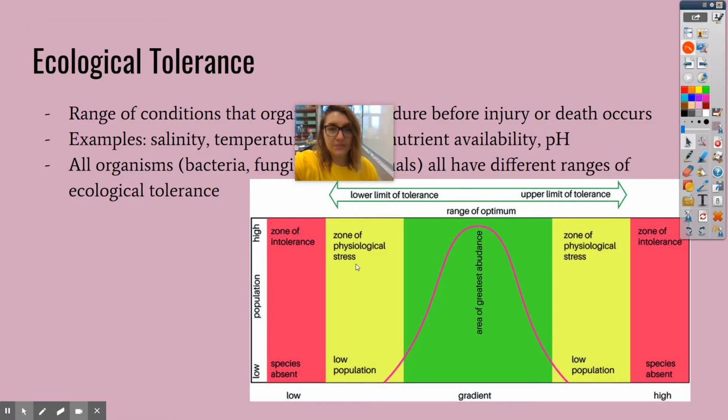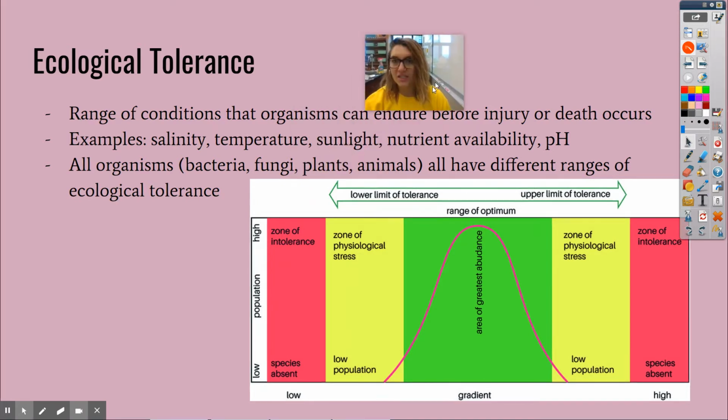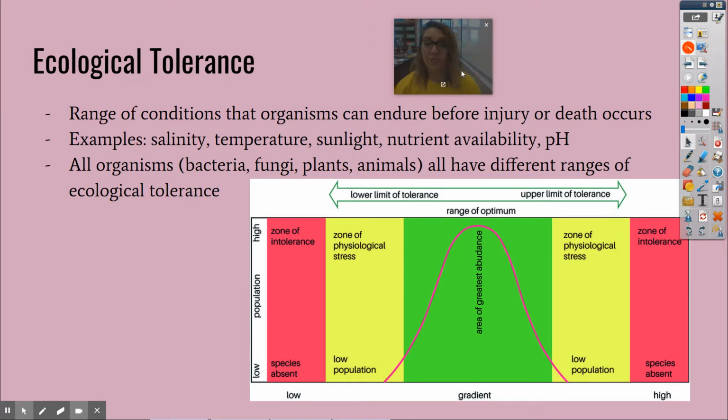All right, so ecological tolerance refers to a range of conditions that organisms can survive before injury or death occurs. This is basically any abiotic factor that, if it gets too low or too high, can kill things. So salinity, remember that's the amount of salt in water, temperature, sunlight, nutrient availability, pH. All organisms, including us, so bacteria, fungi, plants, animals, us, we all have different ranges of what that ecological tolerance is going to be. There's also a range within individual organisms themselves.